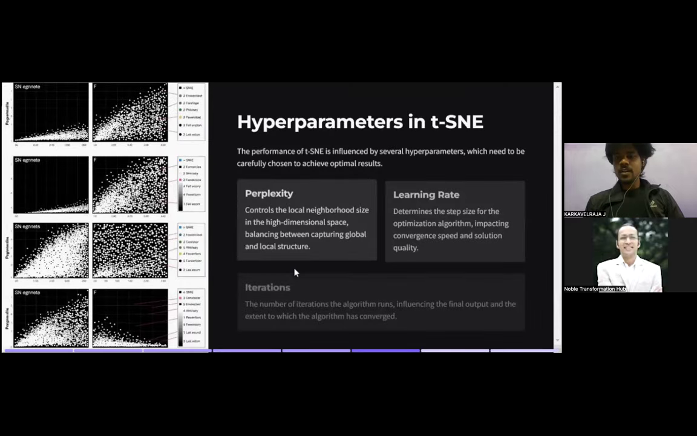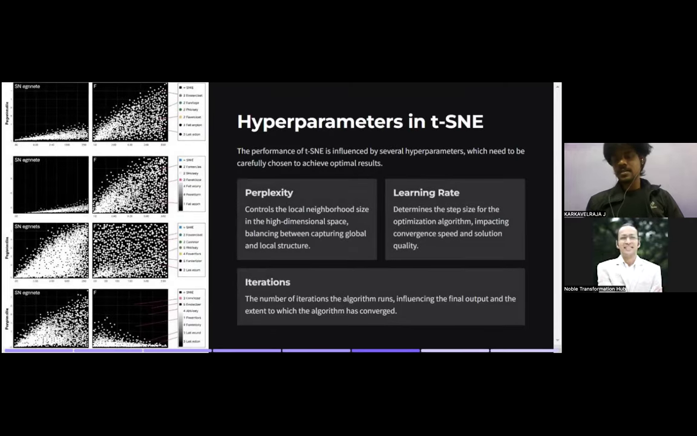Now we're going to see the hyperparameters in t-SNE. Guys, we're going to have a separate session on what a hyperparameter is. Now let's understand hyperparameters very specific to t-SNE. The performance of t-SNE is influenced by several hyperparameters which need to be carefully chosen to achieve optimal results.